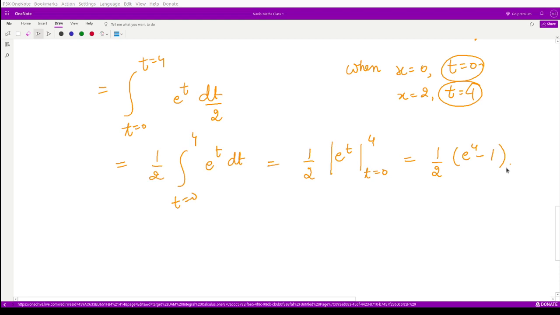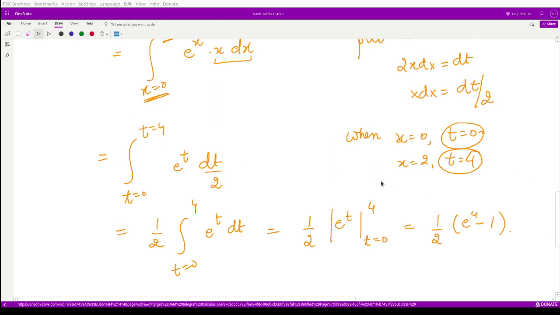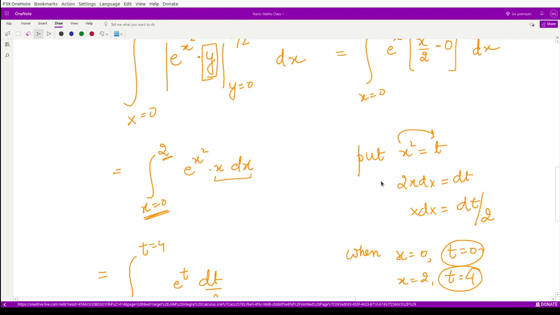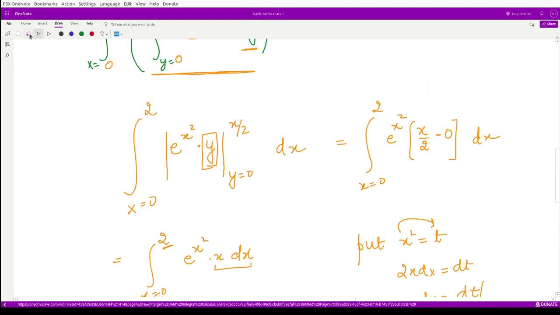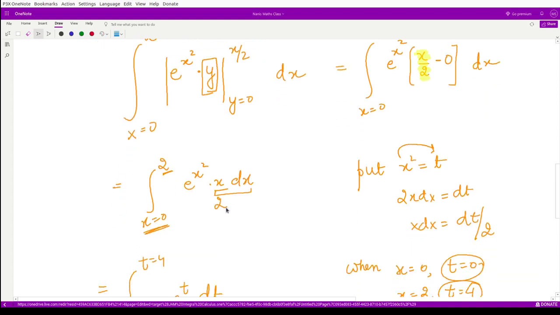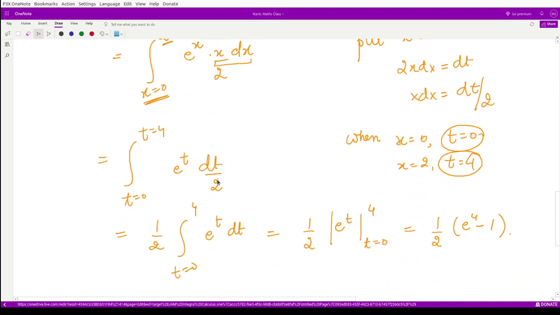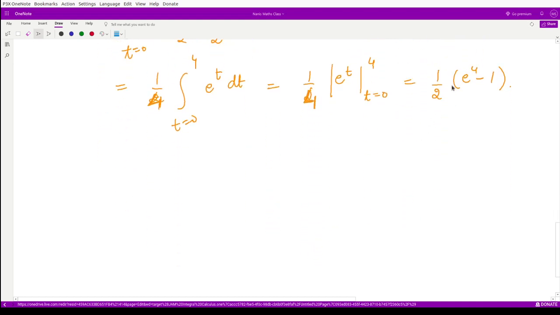I'm sorry, I just found out one mistake over here. We had x by 2 over here, right? So that means I need to write 2 here divided by 2. So if I write 2 here, I will have 4 here. So by 2 and 4, this would be 1 by 4, right? So we have the final answer as 1 by 4 times e to the power 4 minus 1. So this is our final answer.